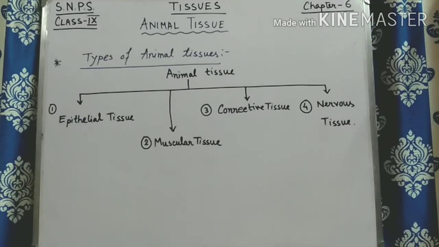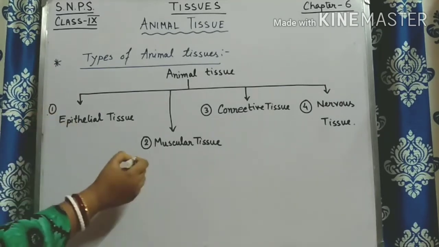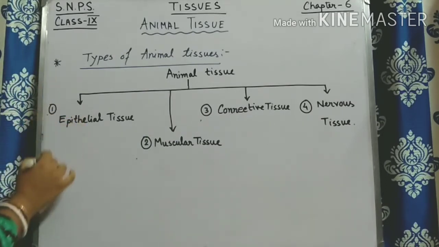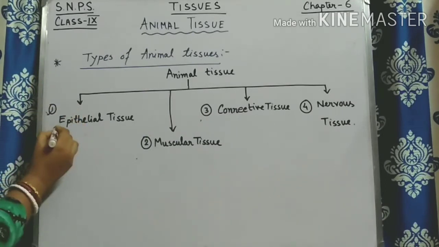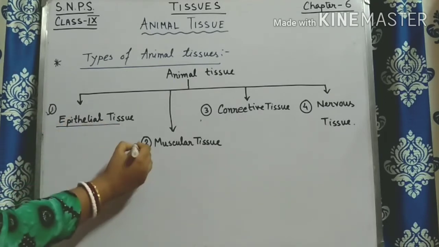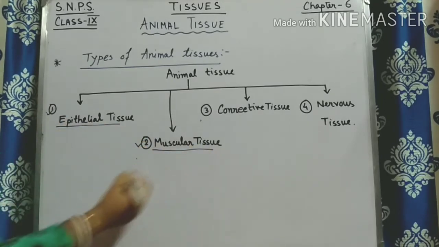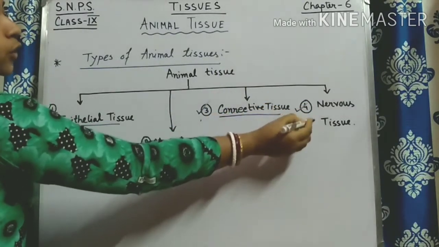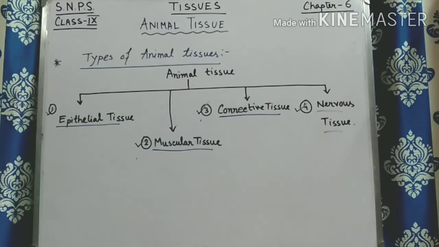Now we will see the types of animal tissues. Here we can see that there are 4 types of animal tissues. The first one is epithelial tissue. The second one is muscular tissue. Third one is connective tissue, and the fourth one is nervous tissue. So here we have seen that there are 4 main types of tissue.